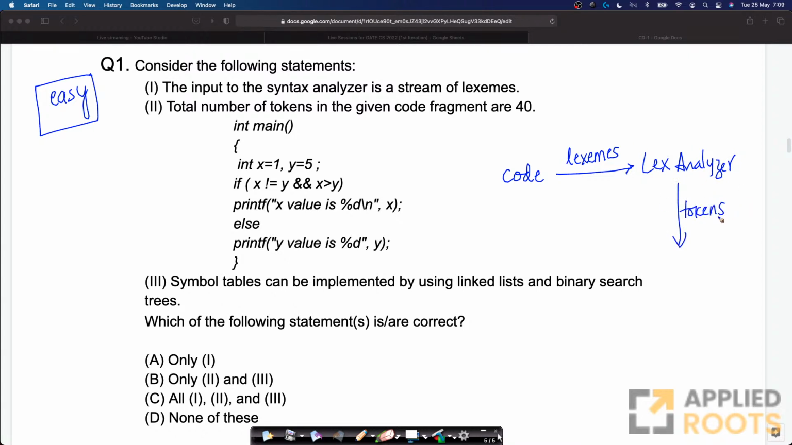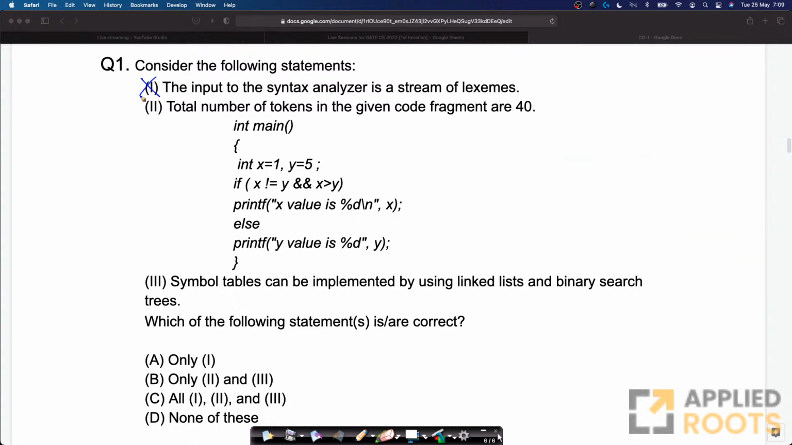Like ID, like let's say type, that it's a data type. Suppose in C, if you have this, right, int C, so it will recognize that int is a type, right? It's a data type. So int is a lexeme here, but int is a data type, right? So all your tokens are generated. The tokens are what are used by the syntax analyzer, right? So the syntax analyzer looks for the correctness of the grammar, or it checks the syntax basically using tokens, not using lexemes, right? So the input to the syntax analyzer is not a stream of lexemes, it's actually a stream of tokens. So obviously one is incorrect, number one.